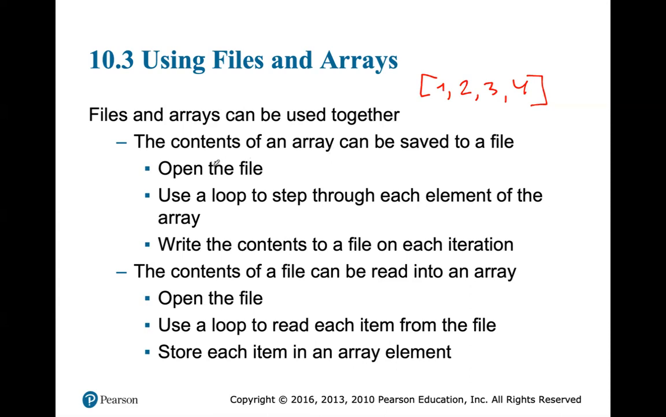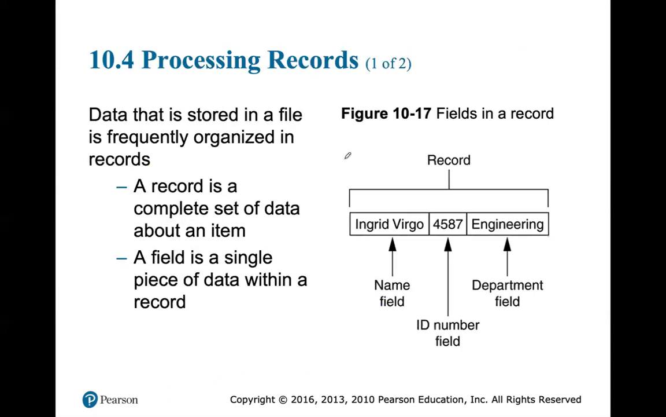Pretty simple. For saving the contents of an array to a file, we have to open the file, and then we have to use a loop to go through each element of our array. In this case, it is 1, 2, 3, and 4. And then we have to store each one of those elements into a file. So again, the logic is not that complicated.